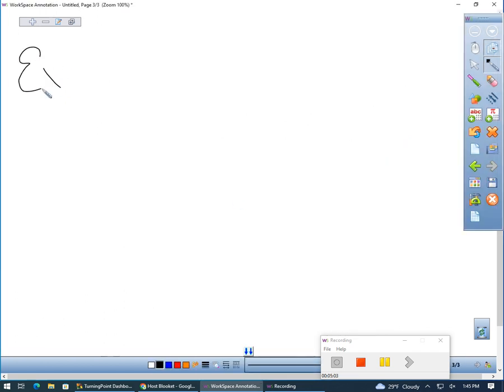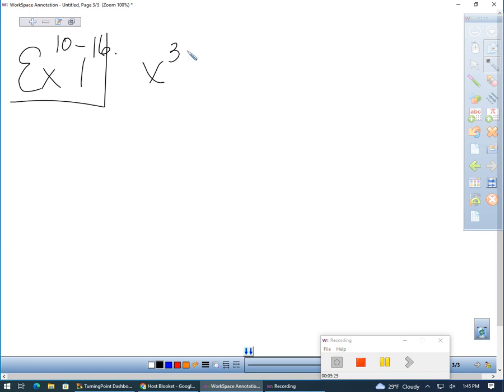So we have example number 1. All right, for example number 1, which is going to cover your problems, which are only 10 through 16, right? Only. And let's start off with one that looks like this. And we're going to start off with an easy one. Let's say I have x to the third minus 4x plus 1. Starting off with super easy ones.